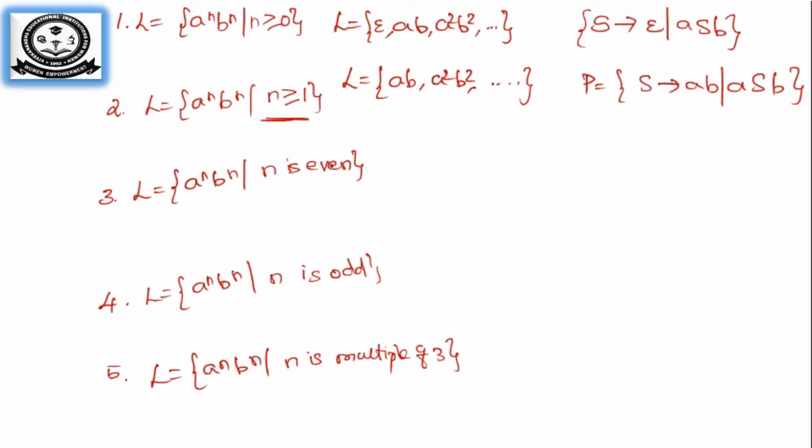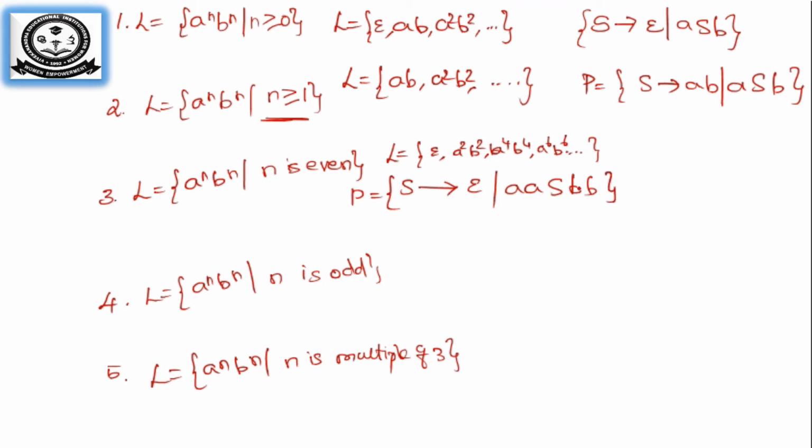Now a little bit complicated. We'll go for the case where N is even alone. If N is even, you can have 0, 2, 4. So you can have epsilon, A square B square, A4 B4, A6 B6, and it goes on. So this is the language. Now it can be 0, so the starting symbol goes to epsilon. Next thing is I need A square B square, so A A B B. Next thing is again plus 2 A's and 2 B's, so let us have S here. So this is the production rule for the language when N is even.